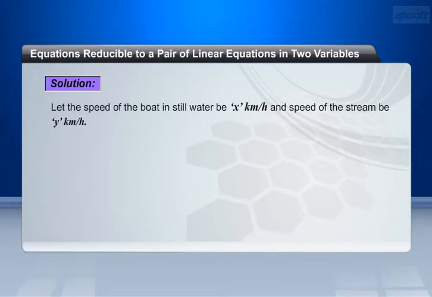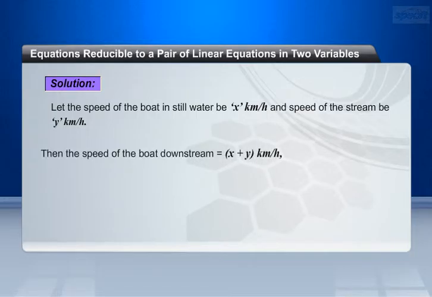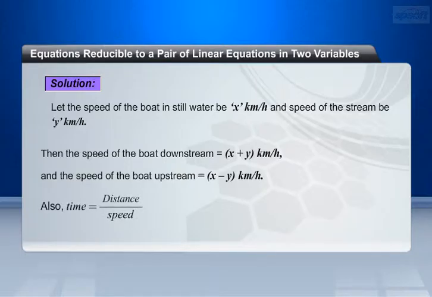Let the speed of the boat in still water be x km/h, and the speed of the stream be y km/h. Then the speed of the boat downstream equals x plus y km/h, and the speed of the boat upstream equals x minus y km/h. Also, we know that time equals distance by speed.